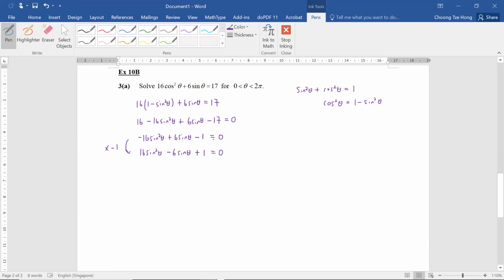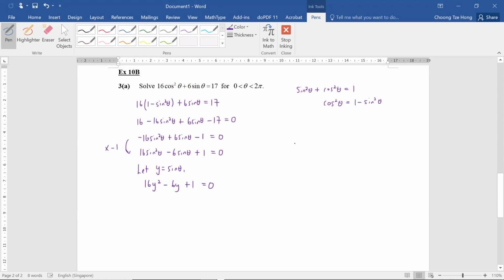At this point, I'm going to introduce a substitution so that this equation becomes more familiar to us. Let y equal sine theta. We get 16y squared minus 6y plus 1 equals 0. Whenever you have a quadratic equation, the first thing you should try is to factorize it. But you'll notice that for this particular one, you may not be able to factorize it. You can go and try.